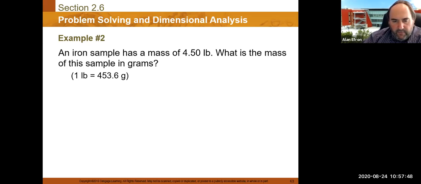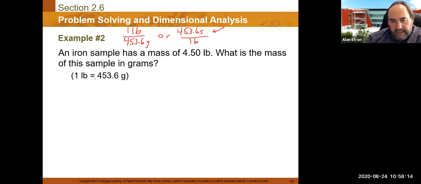So again, just looking at one more example here. Here we have 4.5 pounds. We want to know what is the mass in grams. So we could use our equality here, which is going to give us our two conversion factors, which is 1 pound is 453.6 grams, or again, you could do the 453.6 grams over a pound.